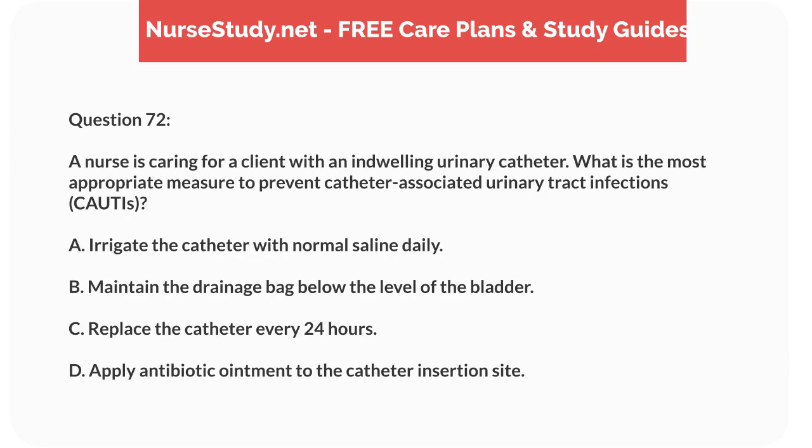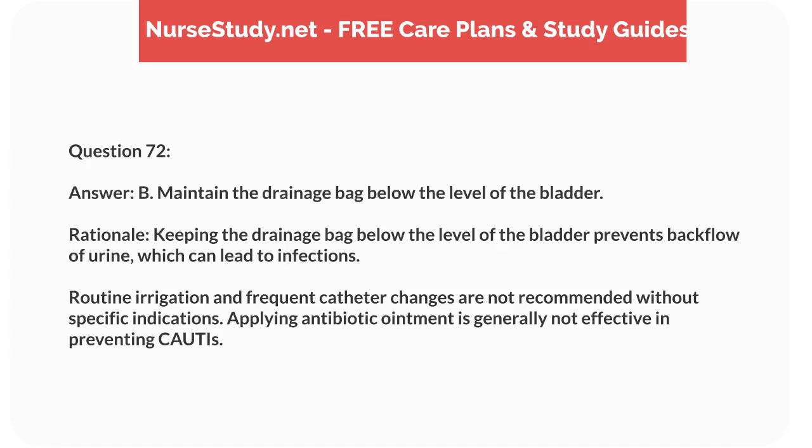Question 72. A nurse is caring for a client with an indwelling urinary catheter. What is the most appropriate measure to prevent catheter-associated urinary tract infections, CAUTIs? A. Irrigate the catheter with normal saline daily. B. Maintain the drainage bag below the level of the bladder. C. Replace the catheter every 24 hours. D. Apply antibiotic ointment to the catheter insertion site. Answer: B. Maintain the drainage bag below the level of the bladder.